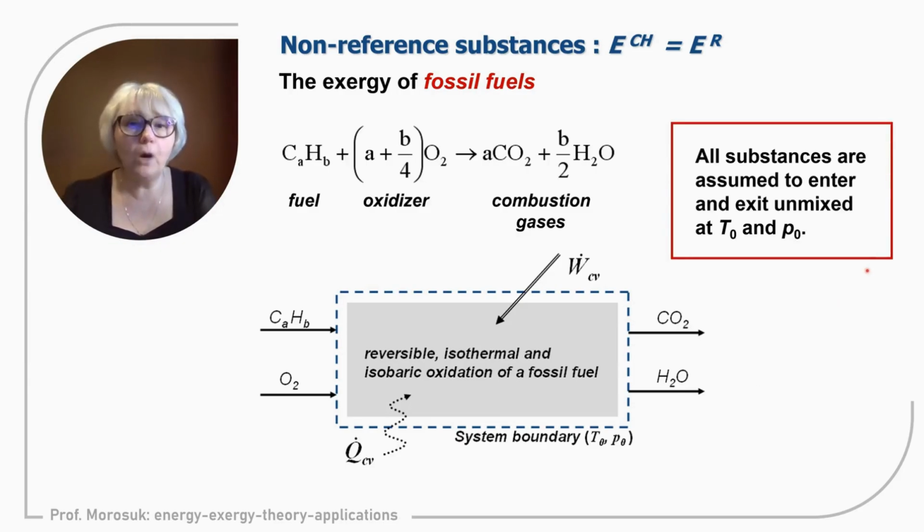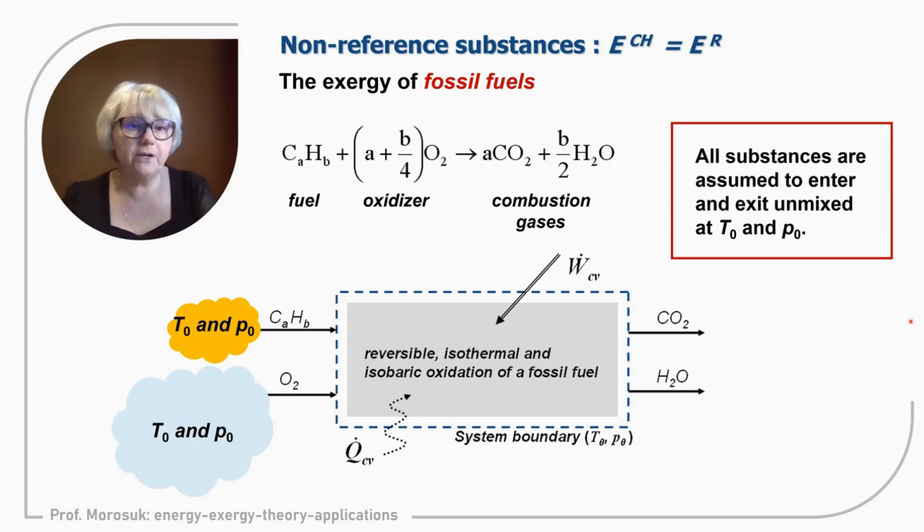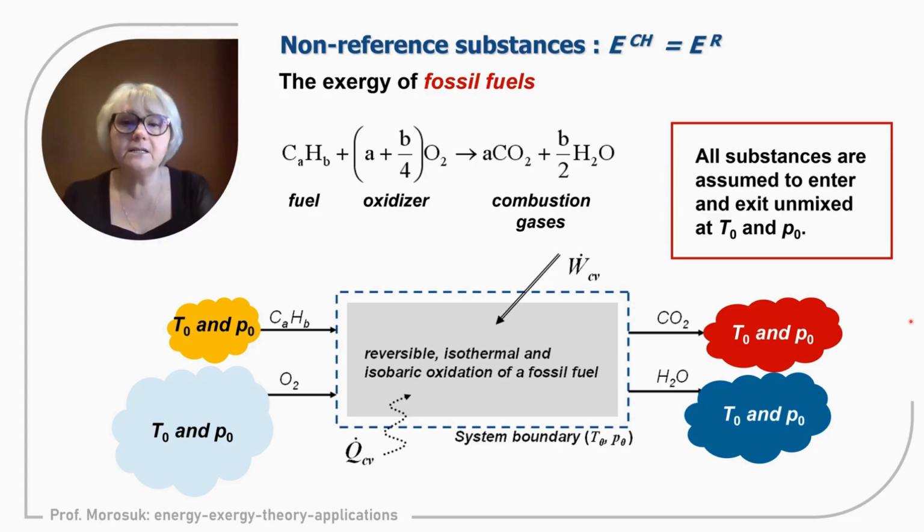We need to assume, and these are our assumptions only for chemical analysis, that the substances formed, the combustion gases, will be unmixed at the end of the combustion process. In real life, of course, it is a mixture of working fluid, but only to calculate chemical exergy, we will assume that these substances are unmixed. Then we assume that fuel is coming at temperature and pressure of the environment as a pure substance, oxygen at temperature and pressure of the environment as a pure substance, and the same applies for CO2 and water.